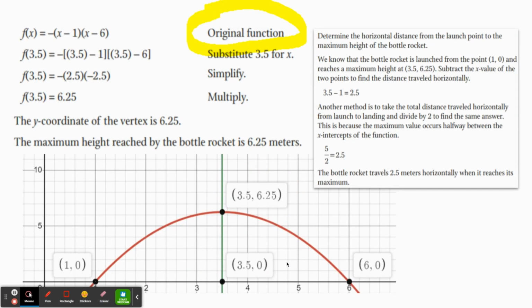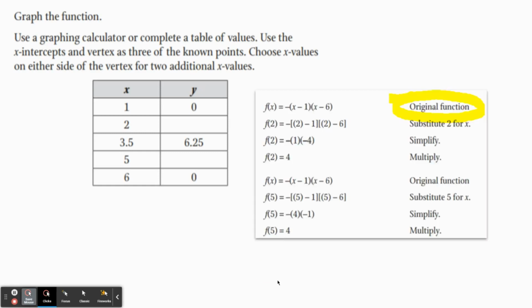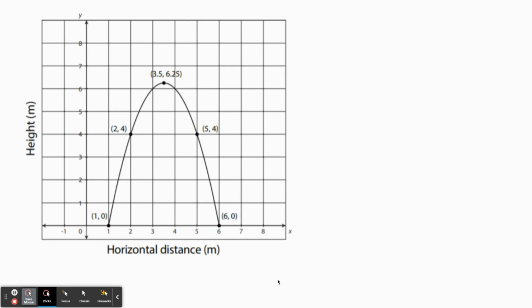You could also answer other questions like, how far has it traveled horizontally when it reaches that maximum height? And the answer is 2.5, and then it traveled another 2.5 to where it landed. As with any function, if you want to get specific points, you substitute values for x so we get values for y, and you can graph the function. After a little bit of number crunching, here are some points that are actually on the parabola, and that's what it will look like fully completed.